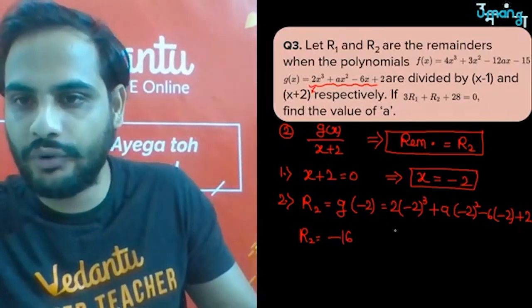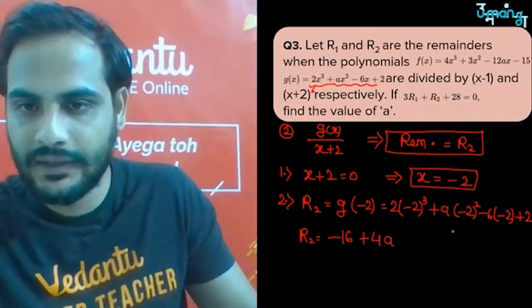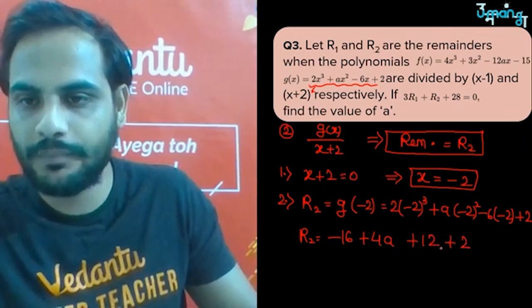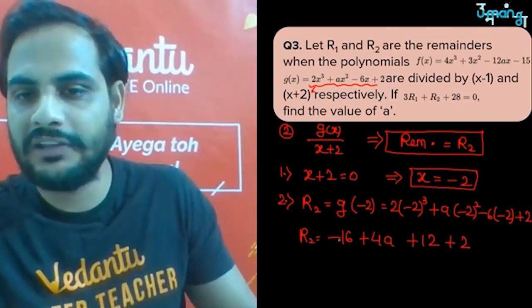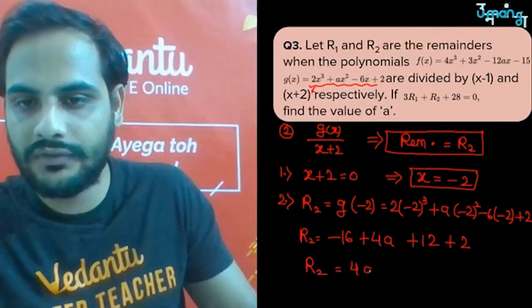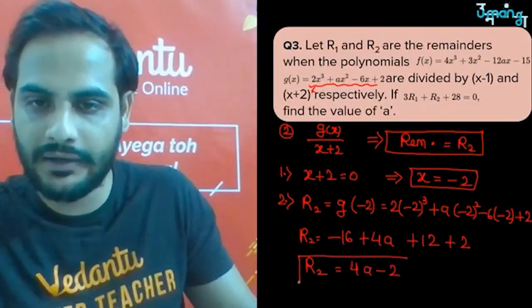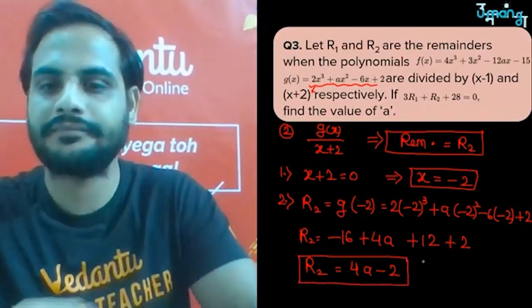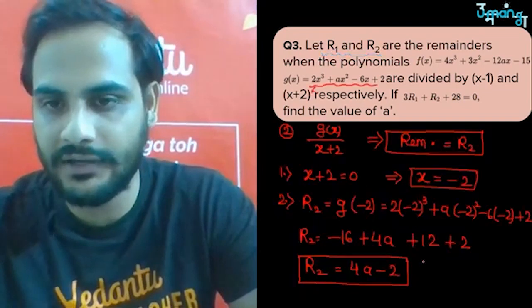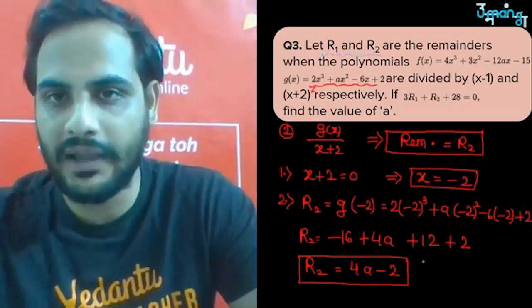Minus 2 square is 4 into a is plus 4a. Minus 6 into minus 2 is plus 12, plus 2. 12 plus 2 is 14. 14 minus 16 is minus 2. So 4a minus 2. R2 is equal to 4a minus 2. Got it? So we have got our R1 which is minus 12a minus 8, and R2 which is 4a minus 2.